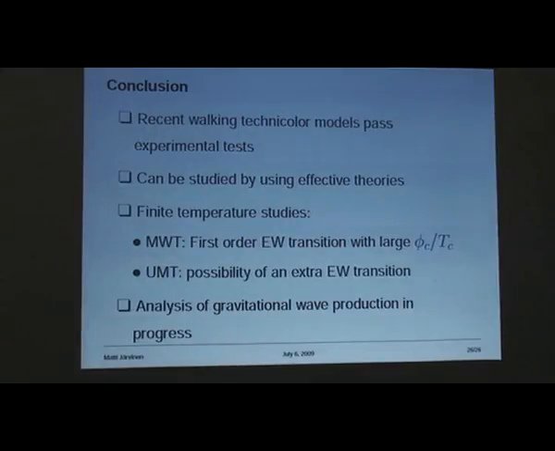So I think the main points were that these walking technicolor models pass the experimental tests, and then you can study them by using effective field theories. We have done this finite temperature analysis for the minimal walking technicolor, where there's a possibility of having a first order transition, and also ultra minimal technicolor, where you have these two transitions, and then this possibility of having electroweak symmetry probing. And then we are starting the gravitational wave production.